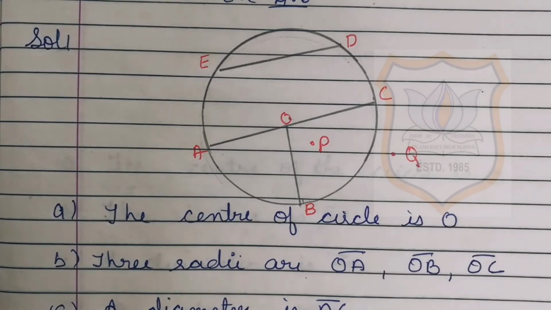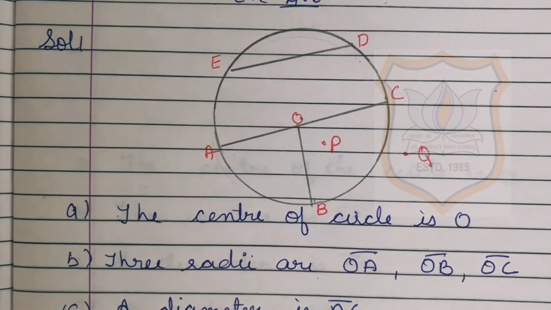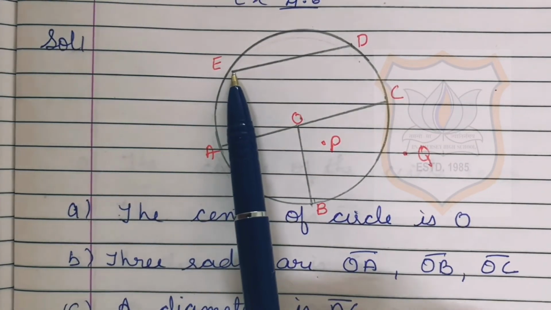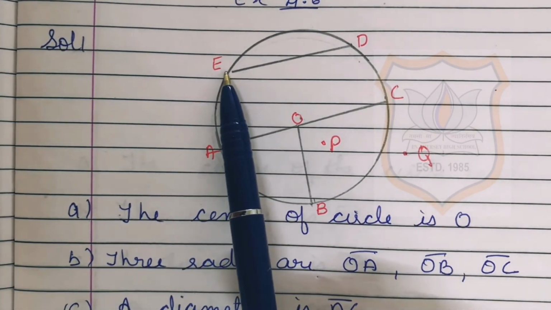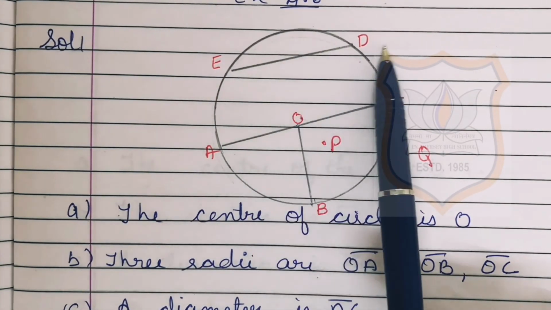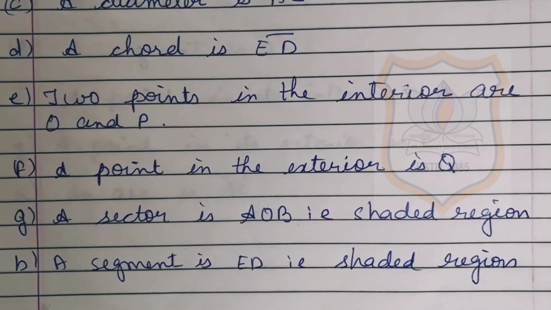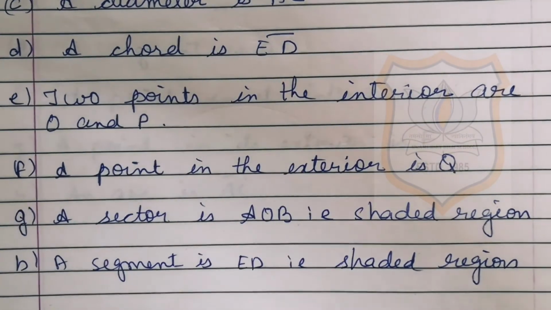Now last, H part of question number 1, we have to find out a segment. Students, as I've explained earlier, any part which is cut from the circle by a chord is called a segment. Here, the circle is cut by a chord, so ED is the segment of the circle. So H part of question number 1, a segment, is ED.